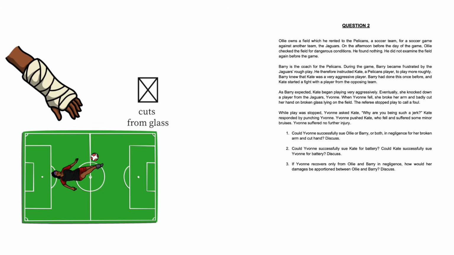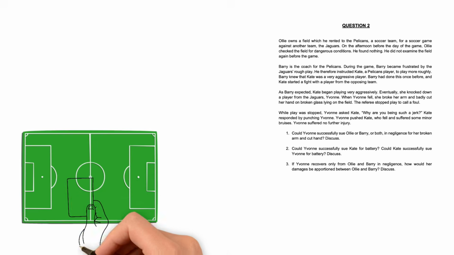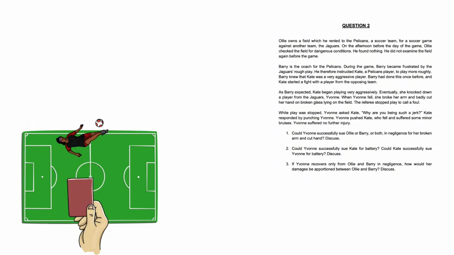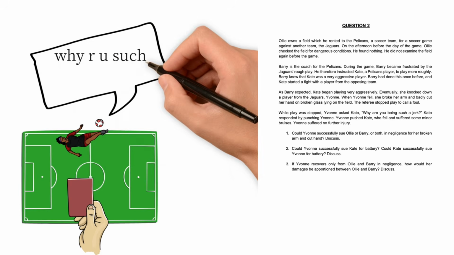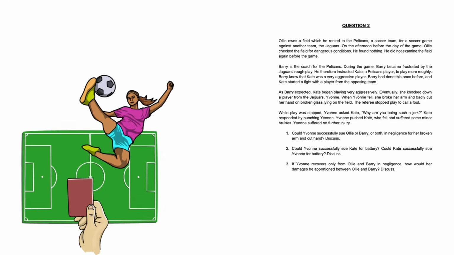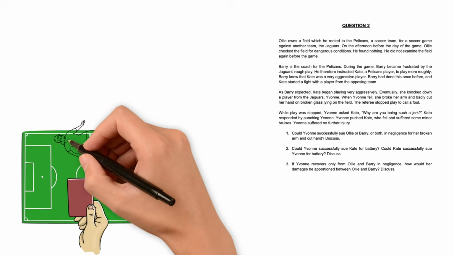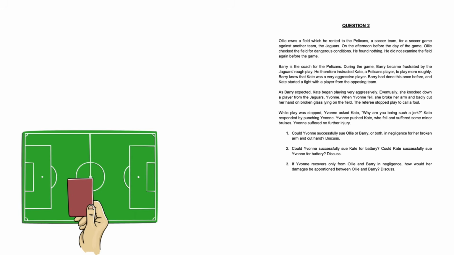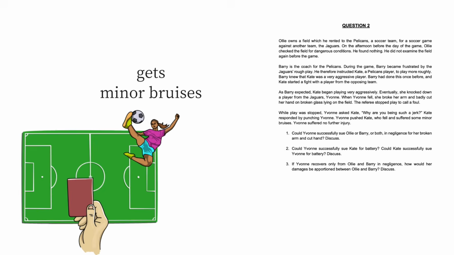The referee stops the match. While the match is stopped, Yvonne asks Kate, "Why are you being such a jerk?" And Kate responds by punching her. Yvonne pushes Kate back. Kate gets minor bruises and Yvonne suffers no further injury.